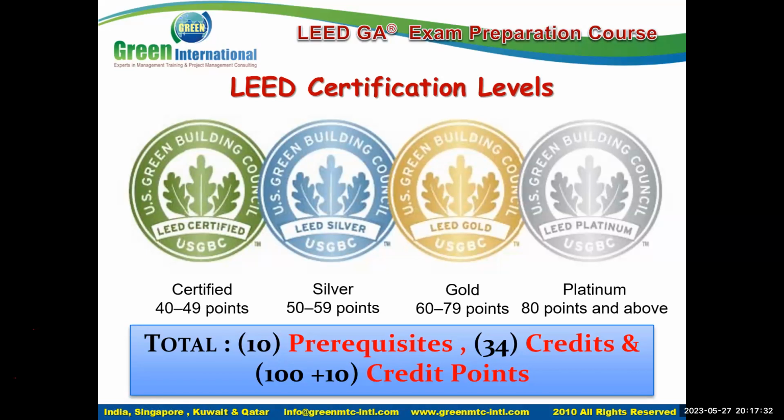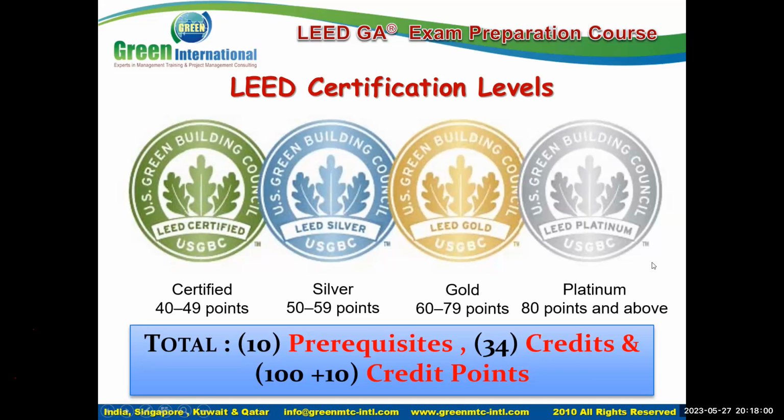Out of these total 110, you need a minimum of 40 to be certified. A range of 40 to 49 is certified, USGBC LEED certified. A range from 50 to 59 is LEED Silver. A range from 60 to 79 is LEED Gold. And a range from 80 or above is Platinum. So these are the 4 categories.